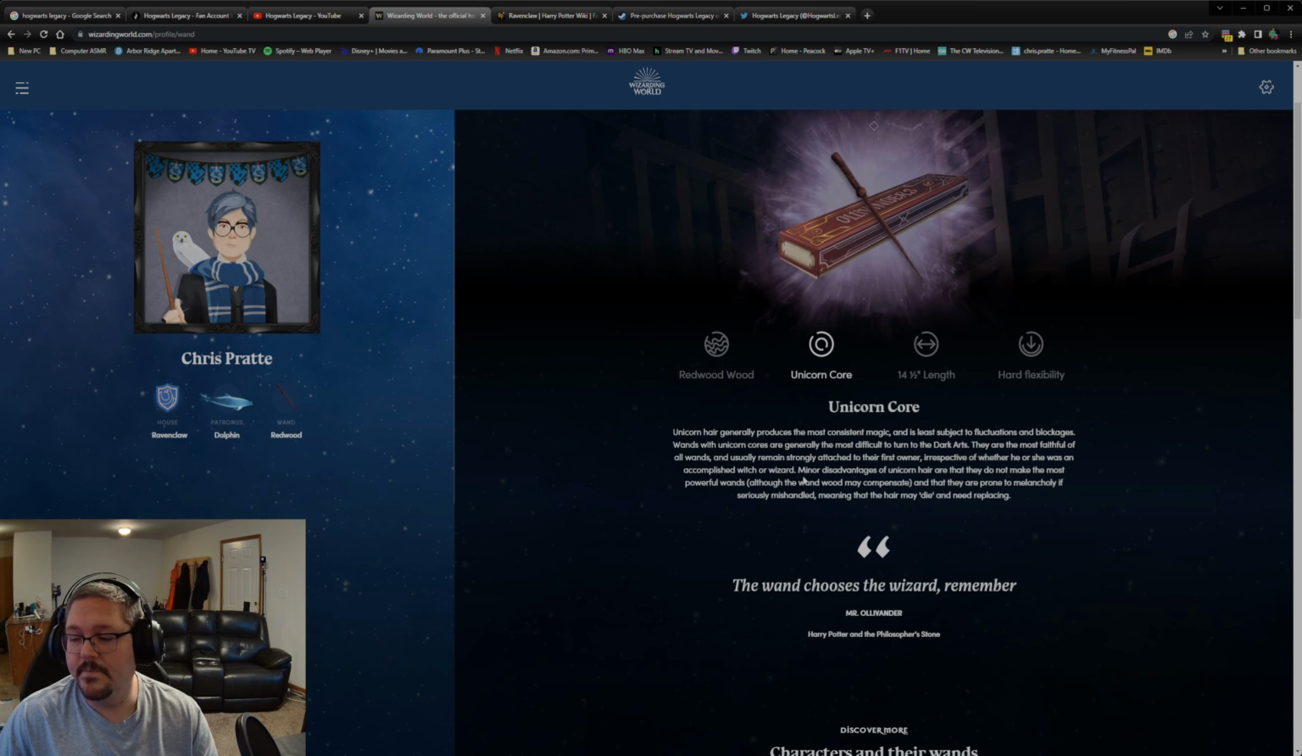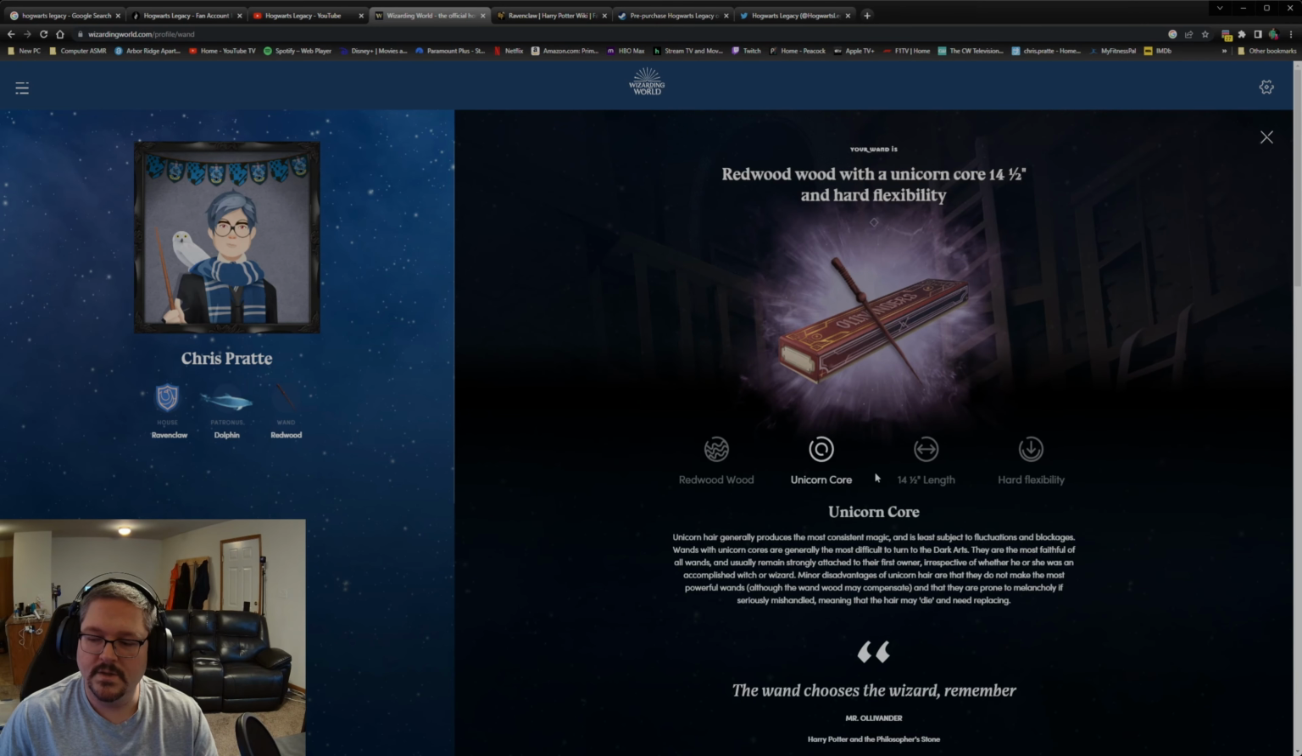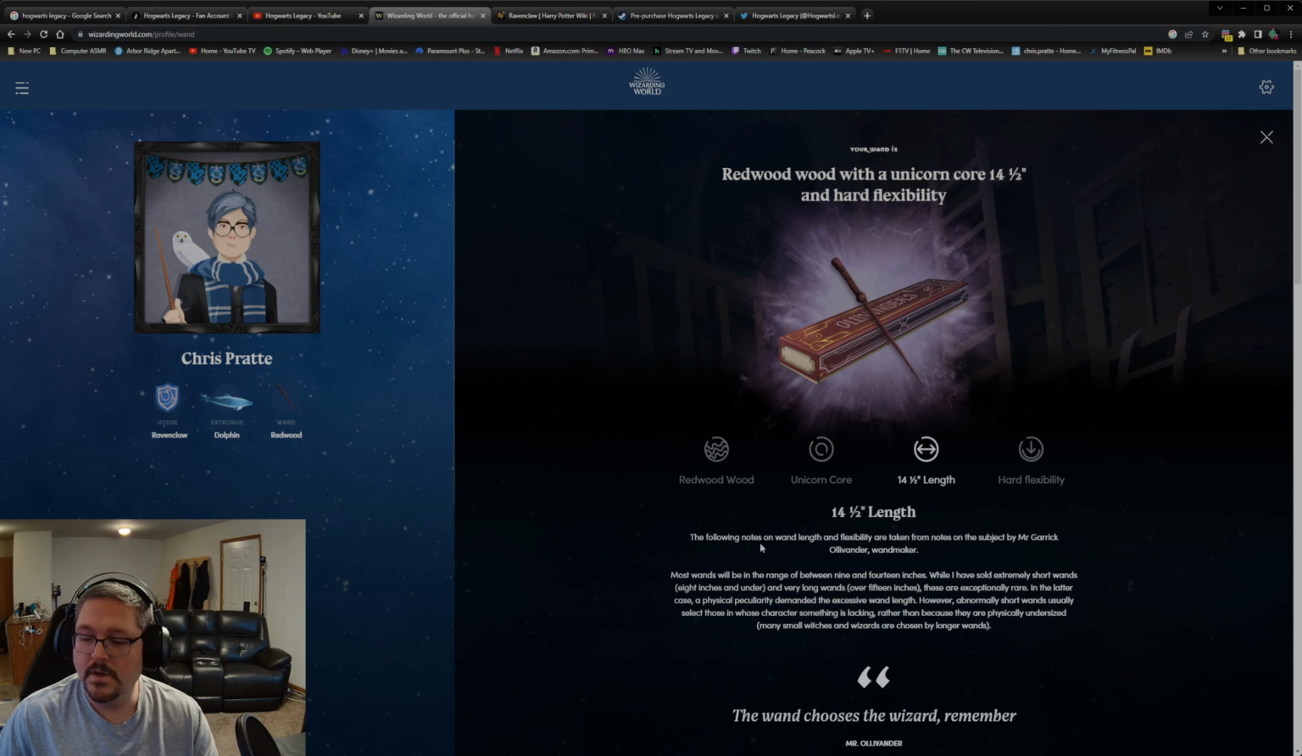However, a minor disadvantage of unicorn hair is that it does not make the most powerful wands, although the wand wood may compensate. So let's hope that we can still, I'm guessing maybe they'll take all this into account in the game, so hopefully we're still able to adequately make it through with our wand that may be less than the most powerful. So it's a pretty long wand. It says most long wands will be in the range of between 9 and 14 inches.